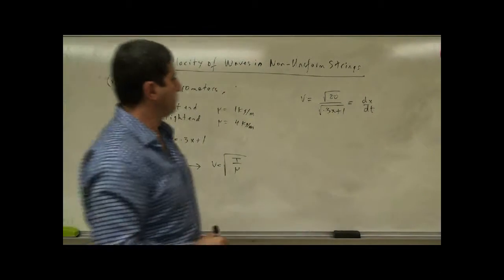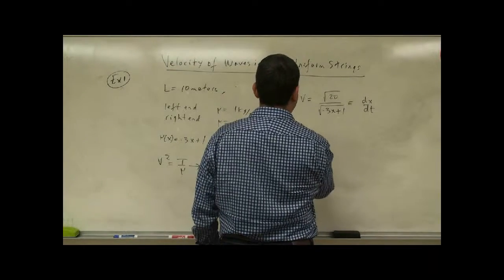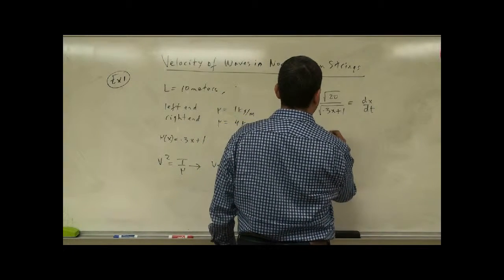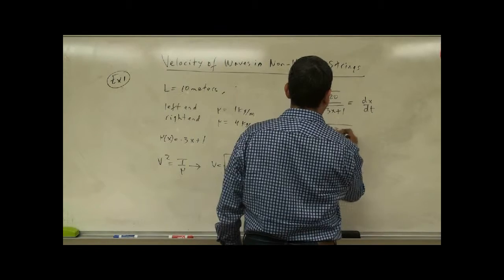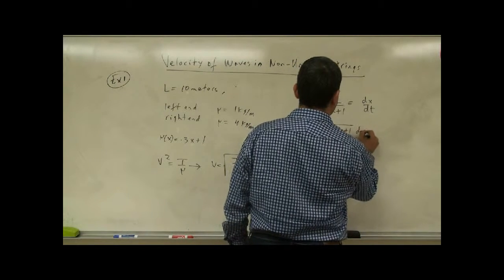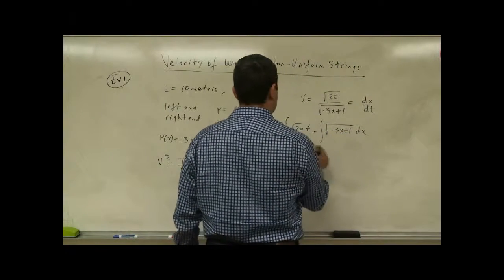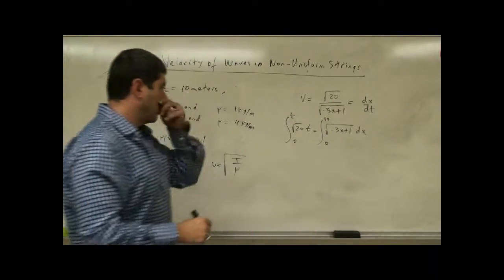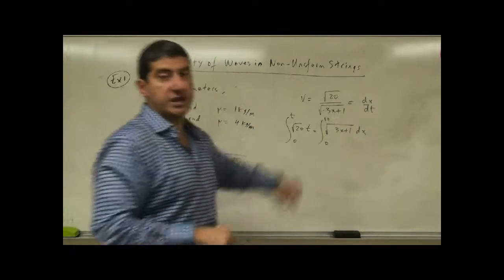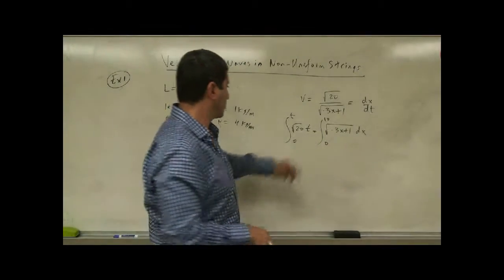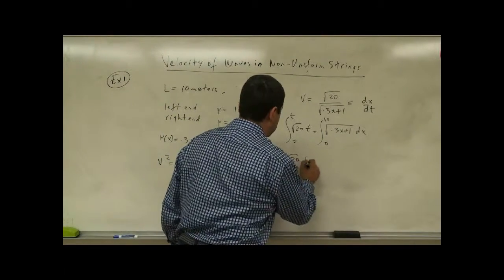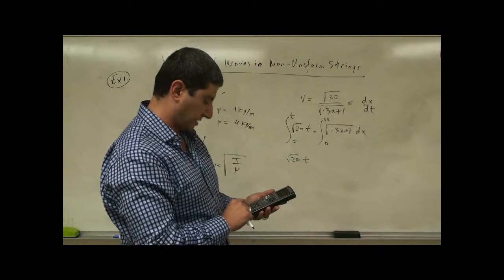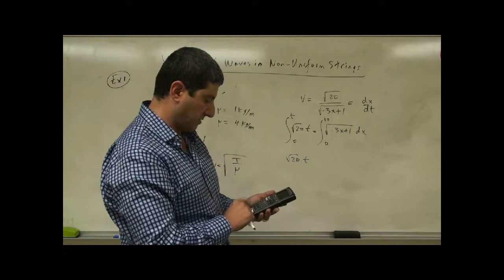And now we can make this an integral problem. Square root of 20 dt is equal to square root of 0.3x plus 1 dx. Then I can integrate 0 to T, 0 to 10, right? I can take the integral of this, and we can do that on the TI calculator. And then this one is just going to be square root of 20 times T. Variable x, then I'm going to go 0 to 10.